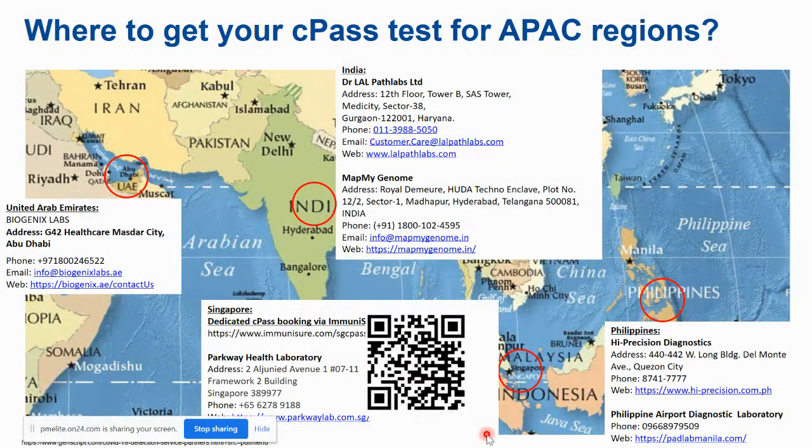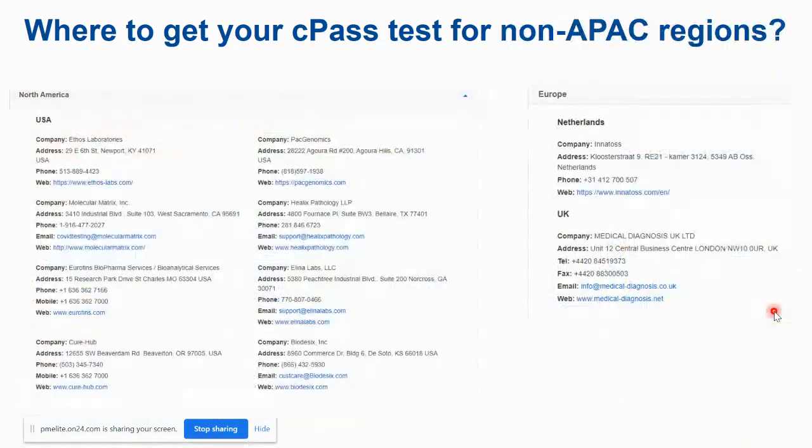and make your cPass booking through our dedicated service partner, Licensure. The cPass test is also available in many other countries, UAE, India, Philippines, thanks to many of our hardworking pioneers who recognize the importance of this new assay and wanted to offer this test to individuals who may need it to end this pandemic. If you are from other regions, cPass is also available broadly in the US and also in Europe.